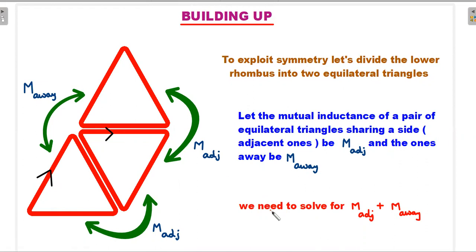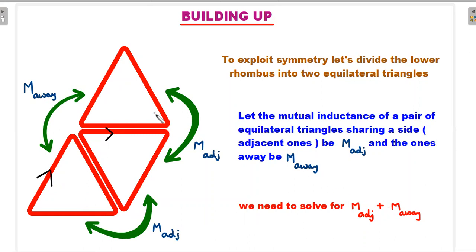Now what we need to solve? We need to solve for the mutual inductance between the top triangle and the bottom rhombus. The bottom rhombus itself is made of two triangles. So it is equivalent to having this M adjacent and this M away. Right, the upper one interacts with the lower thing in two terms. One is M adjacent and one is M away. This M adjacent is an internal matter of the rhombus, so we'll not include this. So our logic is to solve for M adjacent plus M away.